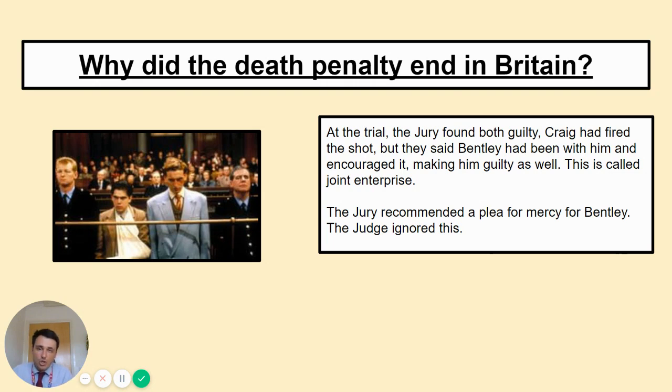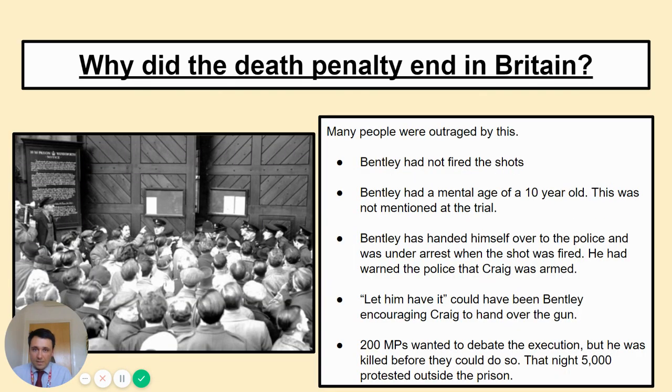This is what we call joint enterprise, when you've got more than one person working together on the crime. Now, the jury said that Bentley should have a plea for mercy, that actually he was guilty, but mercy should be given to him. But the judge ignored this. Now, people were outraged by this as a result, as Derek Bentley was sentenced to be killed. Why was this the case? First of all, Bentley hadn't fired the shots. Bentley hadn't fired the gun at all.